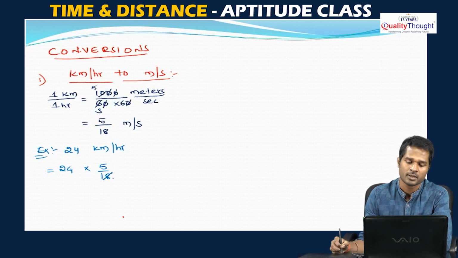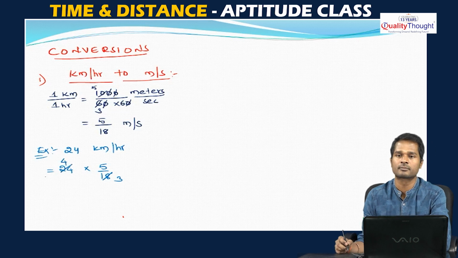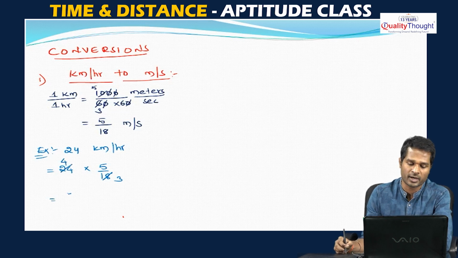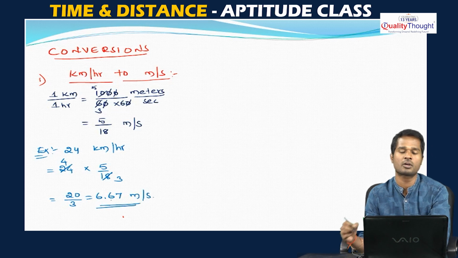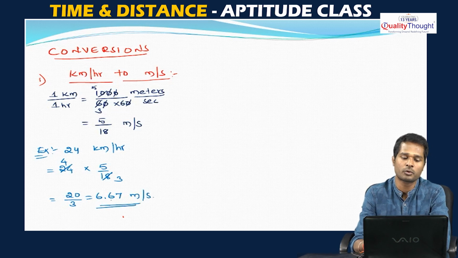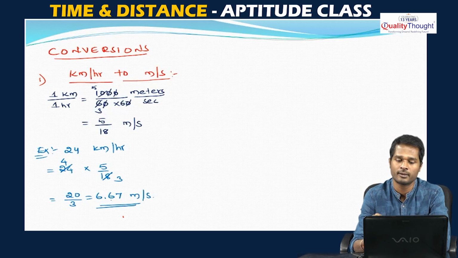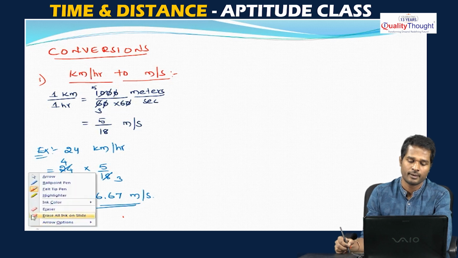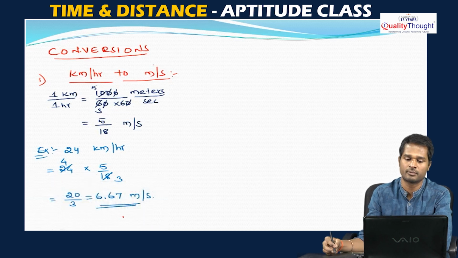Now this will be 6 3s are 18, 6 4s are 24. So this will be 4 5s are 20 by 3, which is 6.67 meters per second. So this is how we will convert. If you want to convert the speed from kilometers per hour to meters per second, multiply the given speed with 5 by 18.